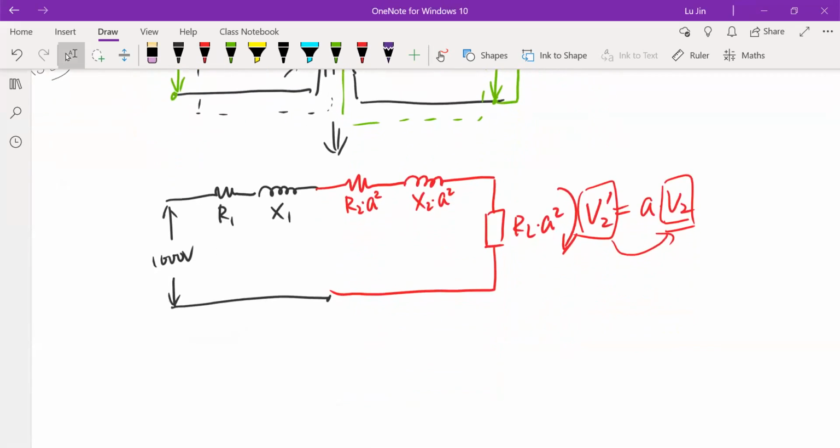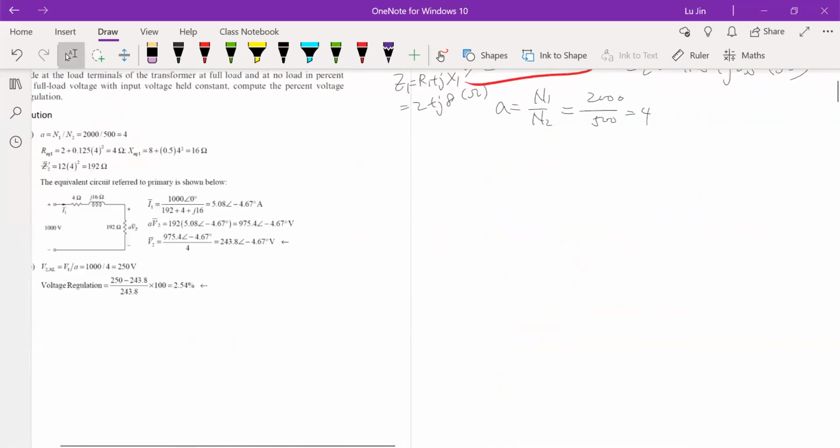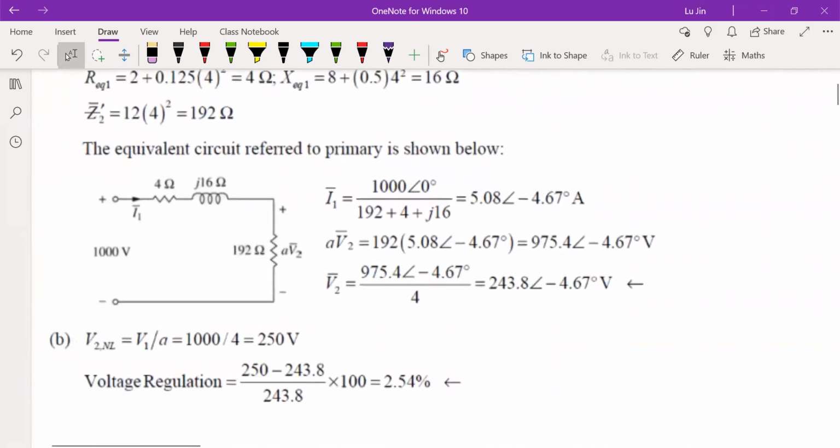I think solving this question should be pretty simple. The question is asking us to determine the voltage V2 prime. You can use whatever you learned before, KVL, voltage division, or whatever method you want to use to solve V2 prime. I think in the solution, we used Ohm's law.